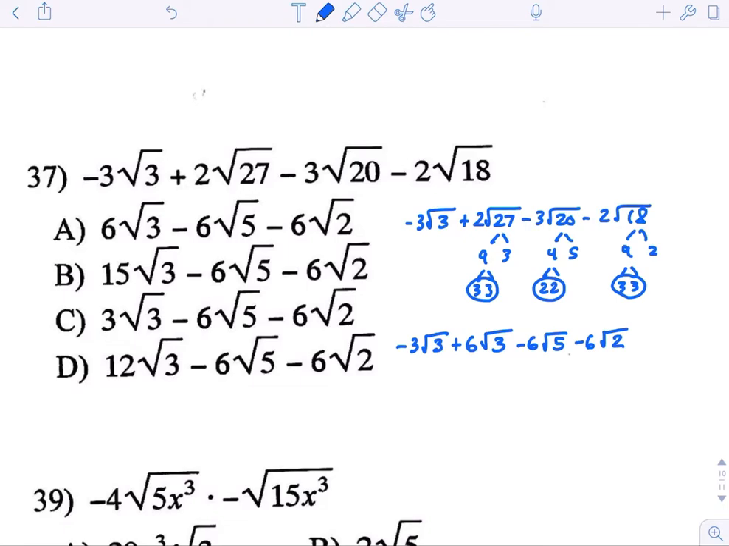Remainder, 2. Now, collect like terms. So this one and this one have the same radicand and same root, so we can combine those. So 6 minus 3, or -3 plus 6. 3 root 3 minus 6 root 5 minus 6 root 2. 3 root 3. There we go. C.